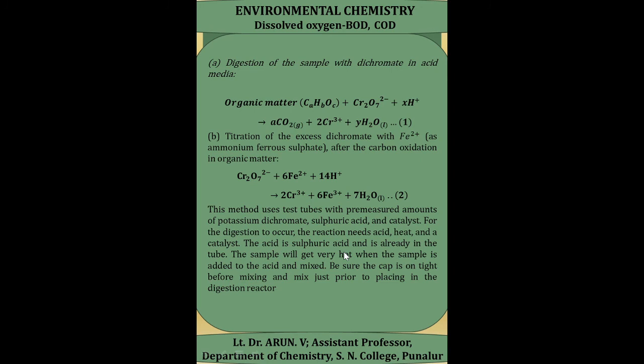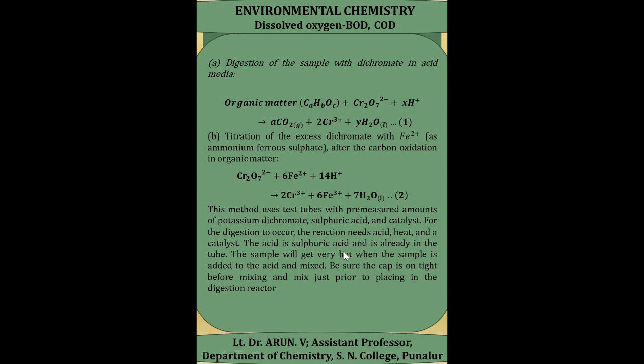That is, this COD process using potassium dichromate involves two steps: digestion of the sample with dichromate in acid media, that is the organic matter. It is represented by this carbohydrate, CaHbOc, where a, b and c are numerical values, plus potassium dichromate plus H+, that is acid, gives carbon dioxide plus Cr3+ and water molecule.